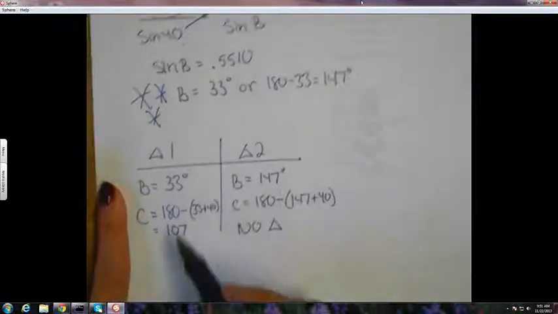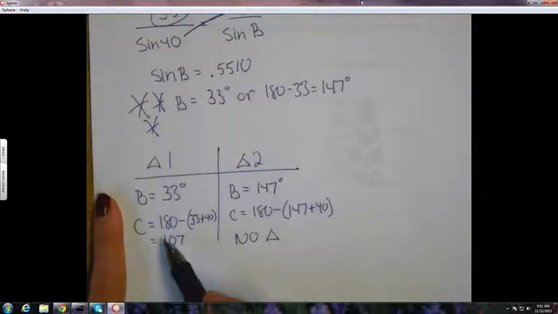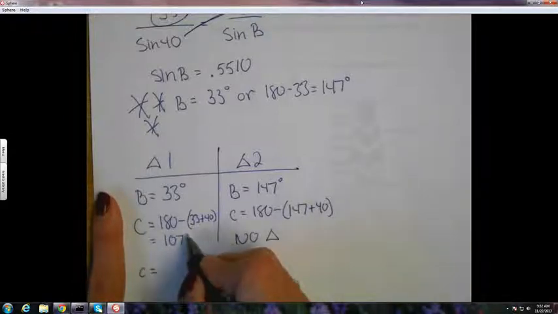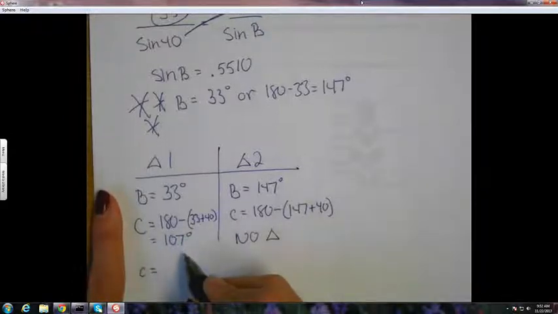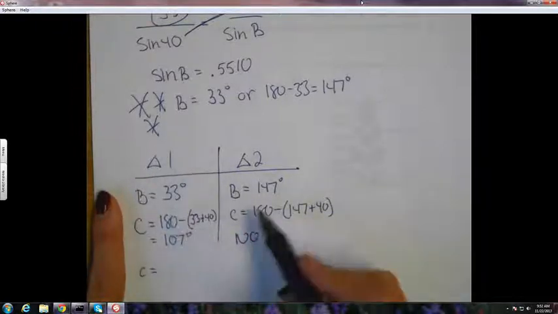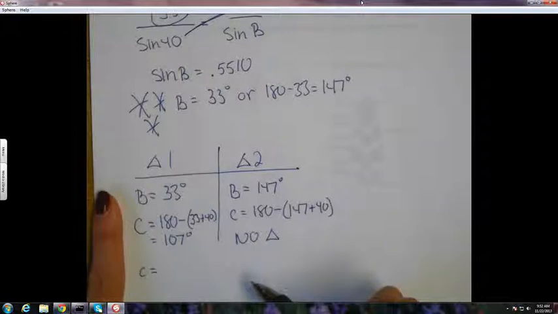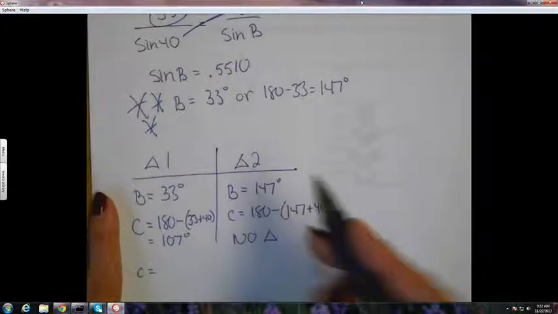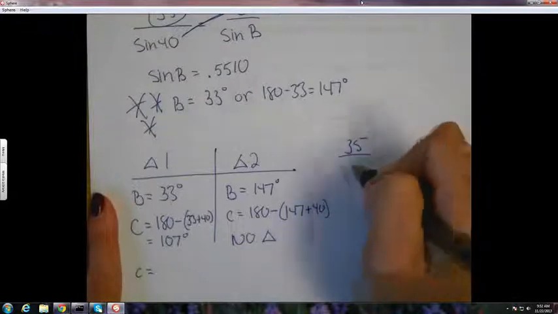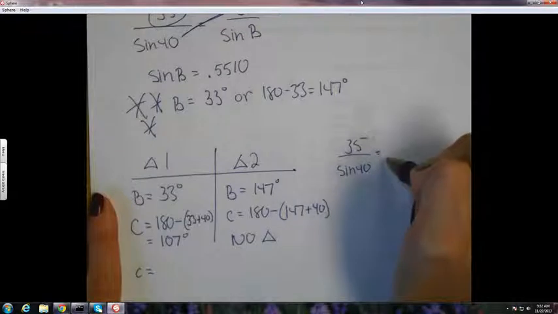So the only thing I have left to find is little c, which is across from this 107 that we just found. This is triangle 1. There's one triangle, there's just not two of them. So we're going to set up the 35 over sine of 40 equals little c over sine of 107.